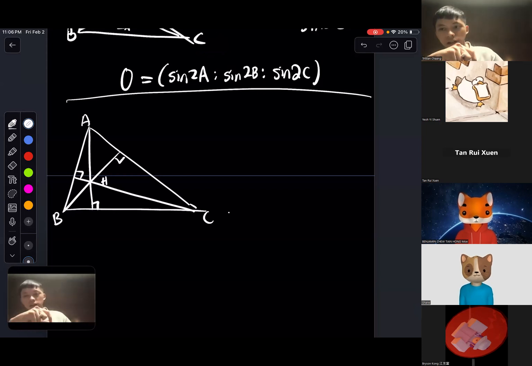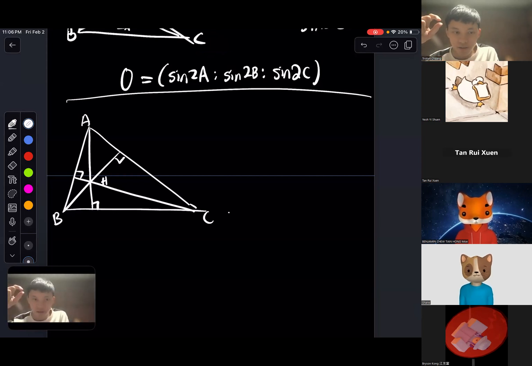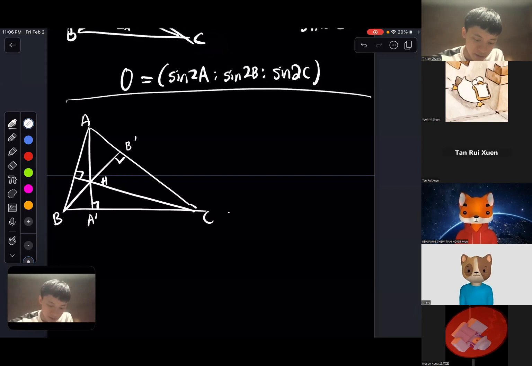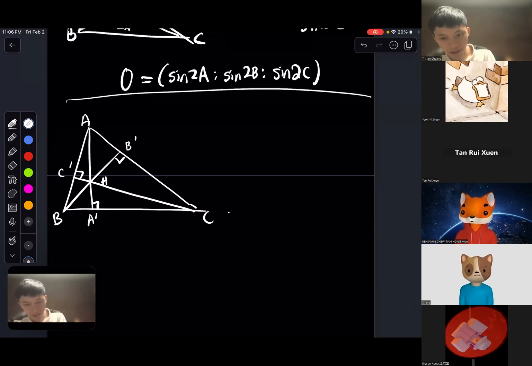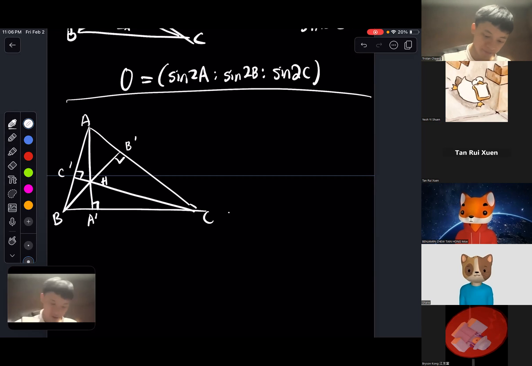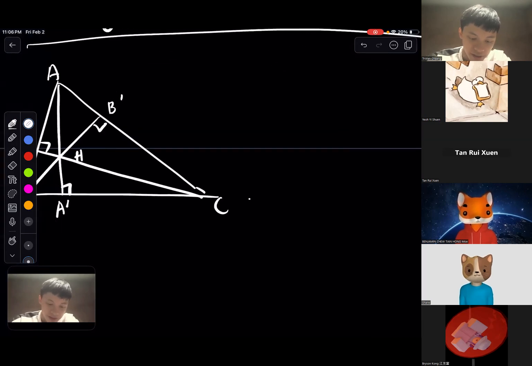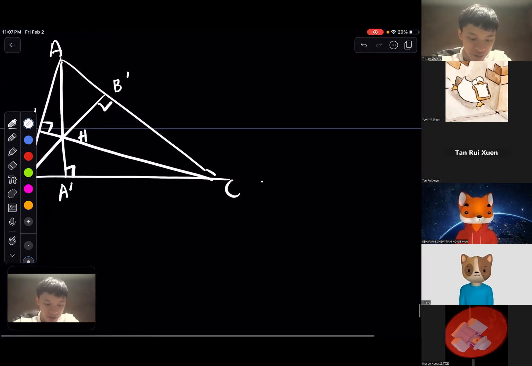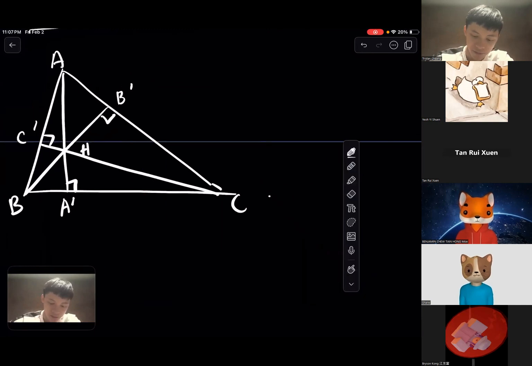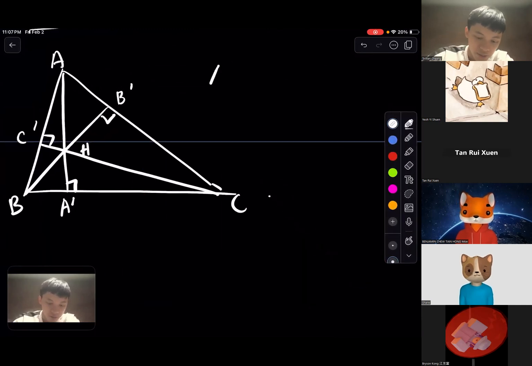So we can again use the area definition, which in this case we just have to find what these things are, right? A prime H, B prime H, and C prime H. So how do we find A prime H? Again, this is a synthetic geometry problem. How do we find A prime H?